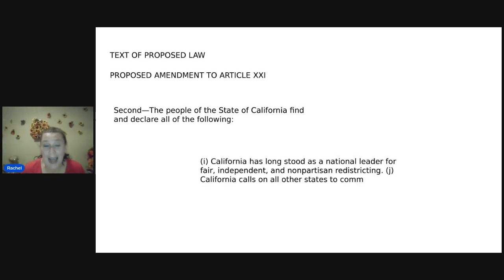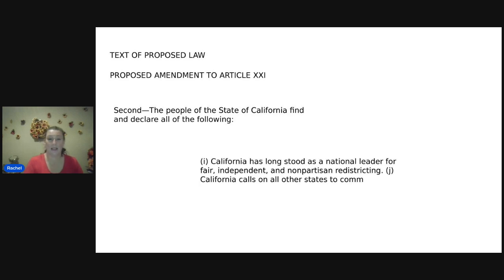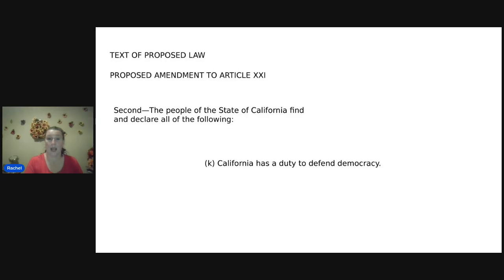And now we're to I, the ninth one, and we finally see California. California has long stood as a national leader for fair, independent, nonpartisan redistricting. J. California calls on all other states. I will put that in the comments on J. K. California has a duty to defend democracy.